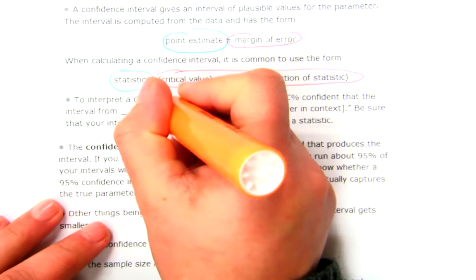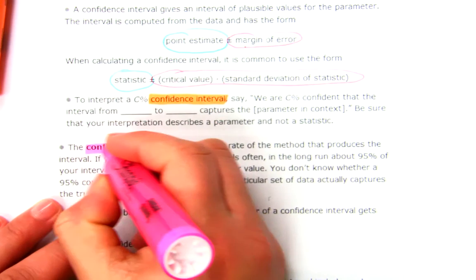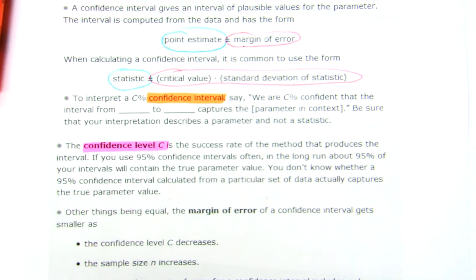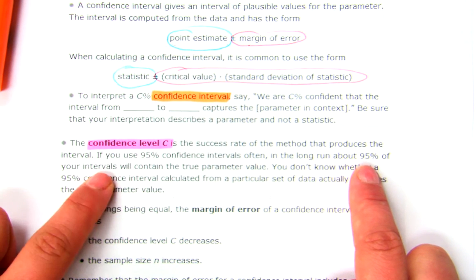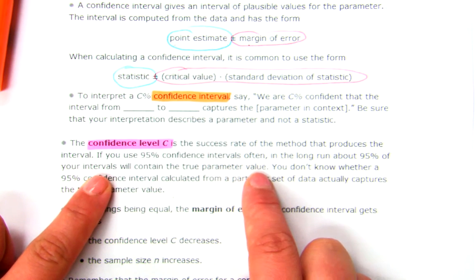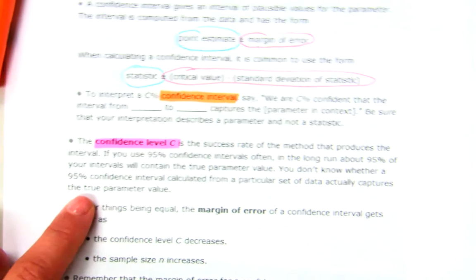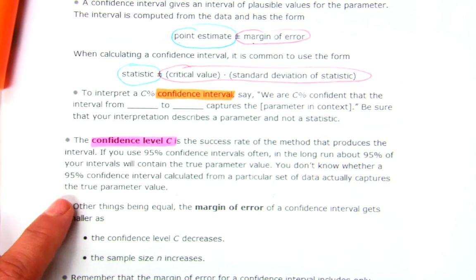This is your confidence interval, and then this one is your confidence level. Okay, it is the success rate of the method that produces the interval. If you use a 95% confidence interval often, in the long run, 95% of your intervals will contain the true parameter value. You don't know whether a 95% interval calculated from a particular set of data actually captures the true parameter value. But over the long run, 95% will capture the true parameter value.